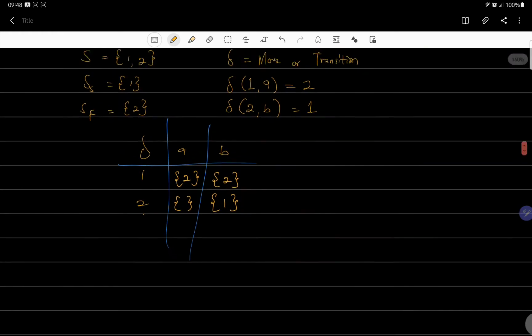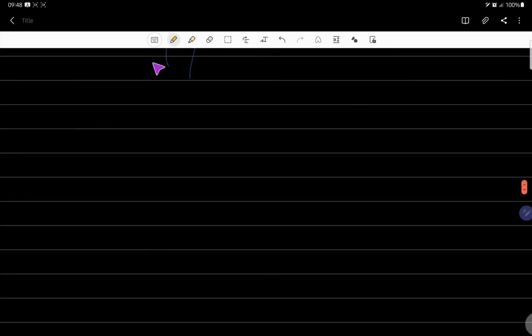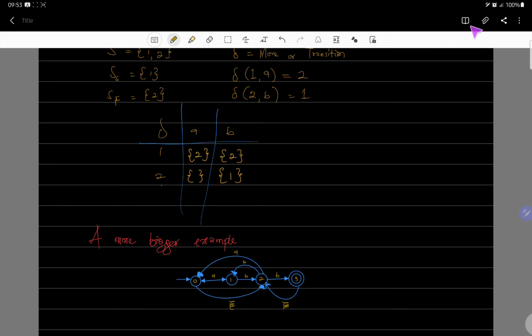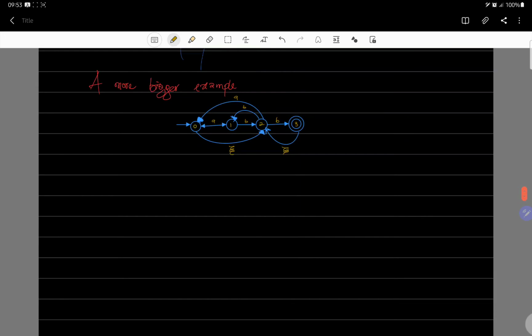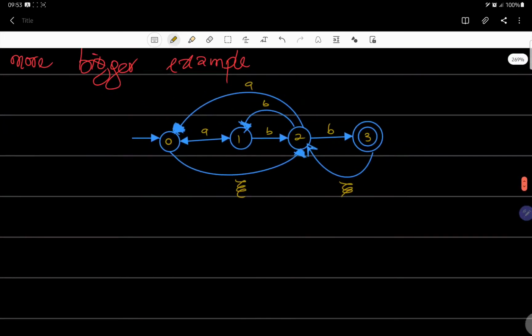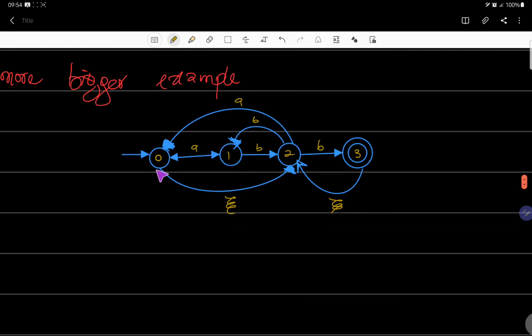All right, so let's take a bigger example. Oh, we're already running on 17 minutes. We have a bigger example here, which is this. Let me zoom in. So 0 is our starting point, then we move on to 1, to 2, then 3 is our final state. Here we just have one final state, but the final state can be more than one. This place too can be a final state.